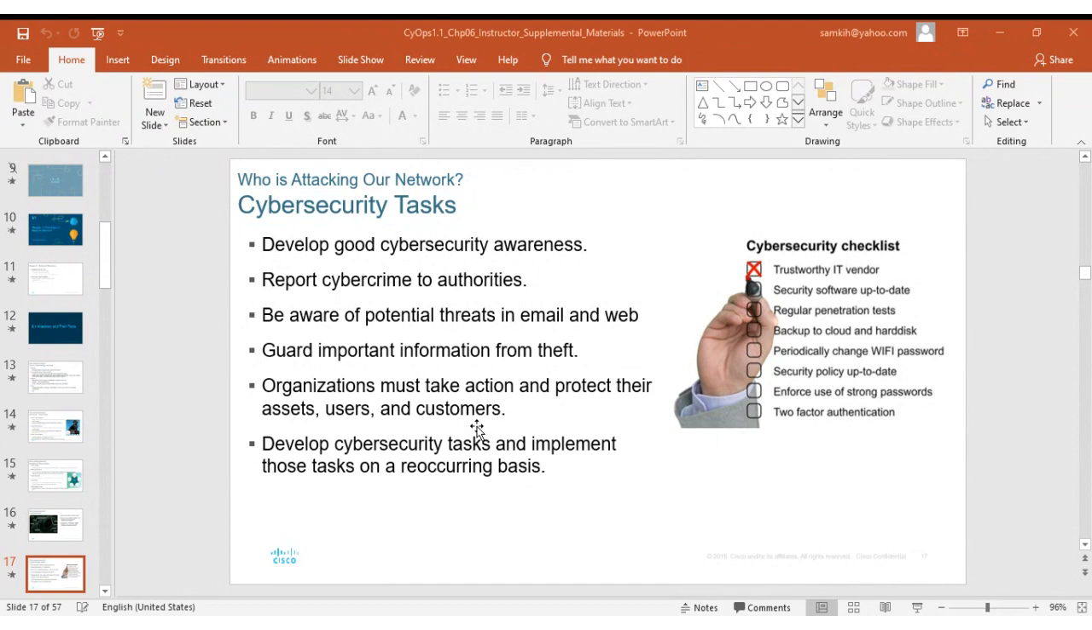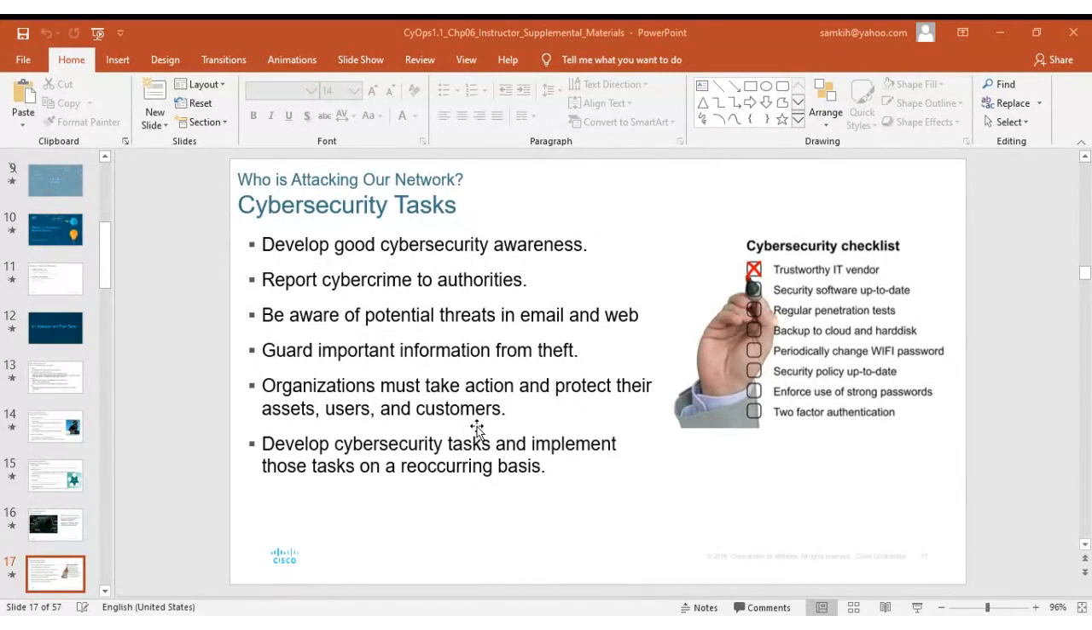So for our case, like for our university, we normally have some mechanisms that we have put into place to ensure that the users of our networks are secure and everything that we are doing is secure. Another one is you can develop cybersecurity tasks and implement those tasks on a recurring basis. So you can develop the various tasks to be implemented.